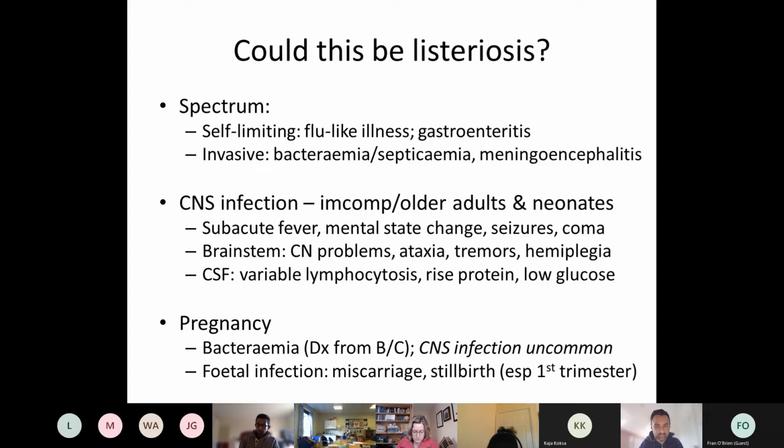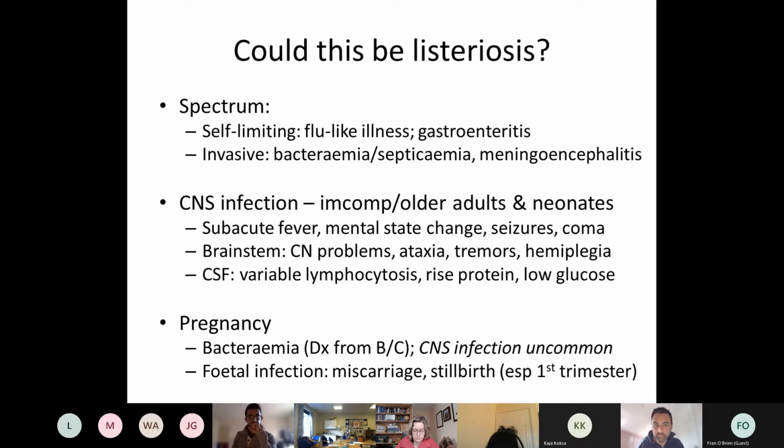So in pregnancy, bacteremia is relatively common, which is diagnosed from the blood culture, but actually CNS infection, meningitis, is quite uncommon. We don't see many cases, but if a pregnant lady does get infected, there is a significant risk to the fetus, particularly stillbirth or miscarriage, and especially in the first trimester. So that's why it is dangerous, and that's why we do ask pregnant women to avoid soft cheeses, pâtés, that kind of thing, where you tend to find listeria infection.